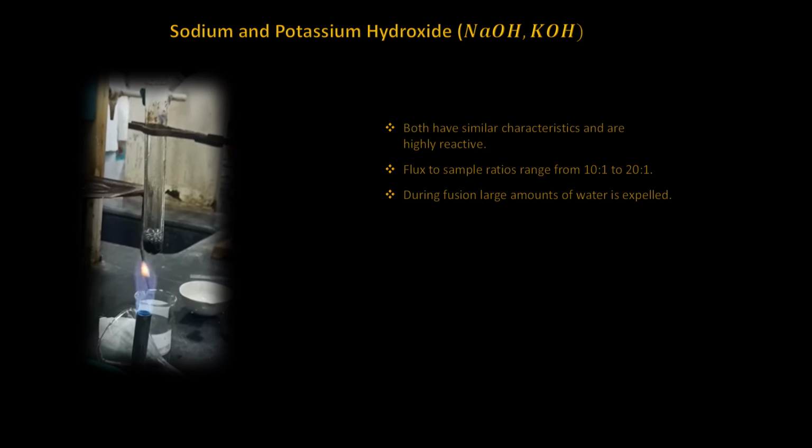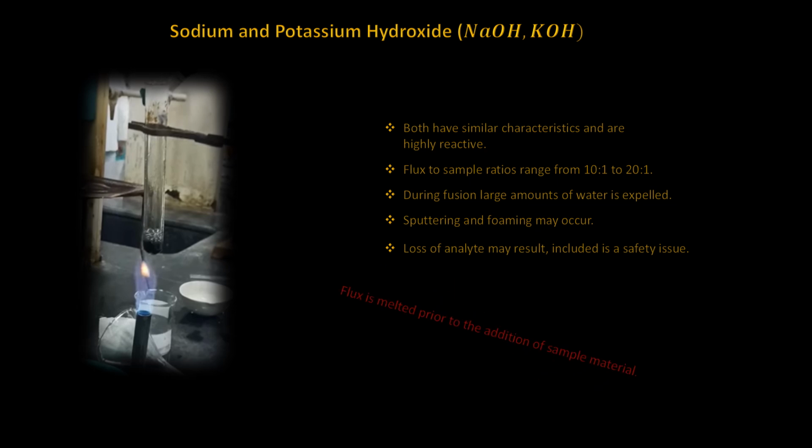The result may be excessive sputtering or foaming. This not only results in loss of analyte during fusion, but also presents a safety hazard. Therefore, when using this reagent as a flux, it is slowly melted prior to the addition of the sample material. In this way, the water is driven off from the melt, thus avoiding loss and minimizing safety concerns.